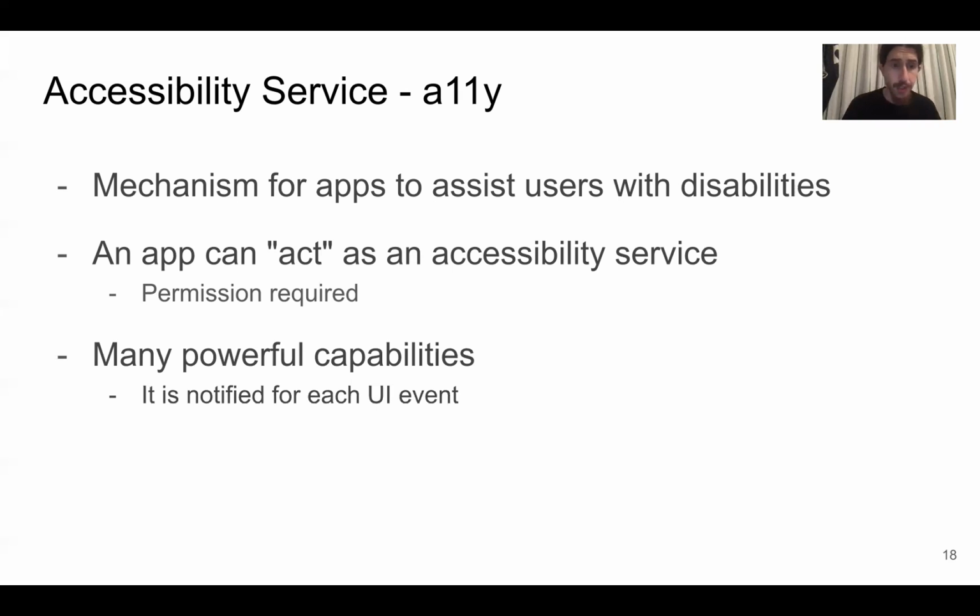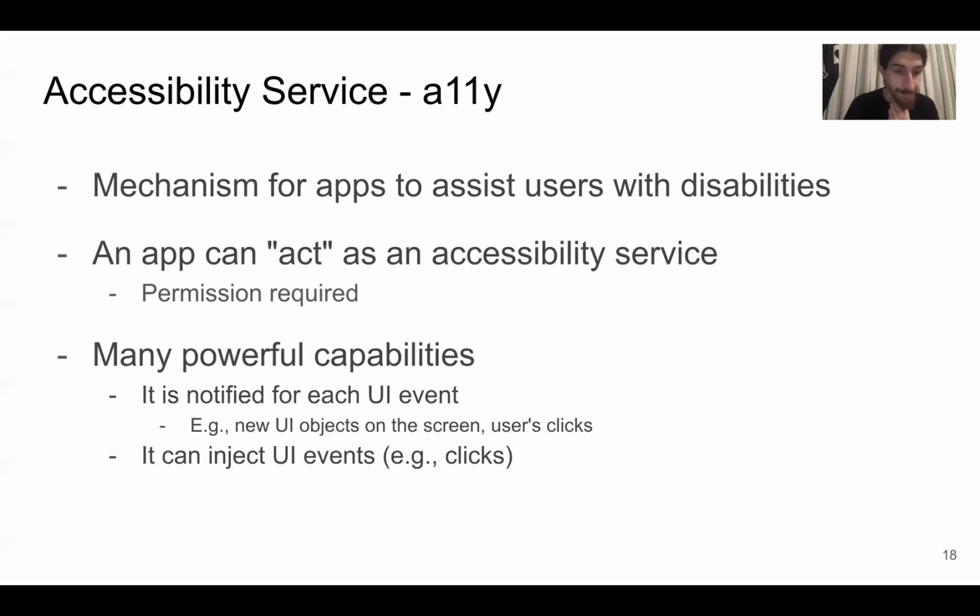Once you are an accessibility service, you have many powerful capabilities. For example, you can be notified of every UI event on your user interface. Okay, there is a new button being drawn, you know it. There is some text being written, then you know it, and you actually know the text. Okay, you know when the user is clicking on something, and so forth.